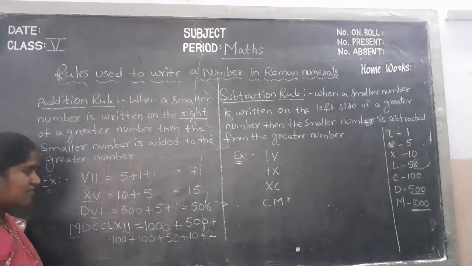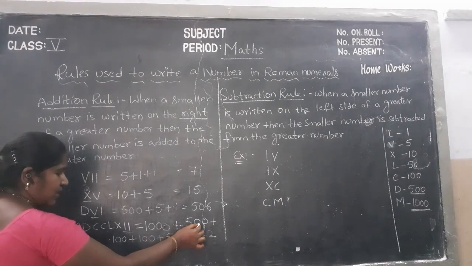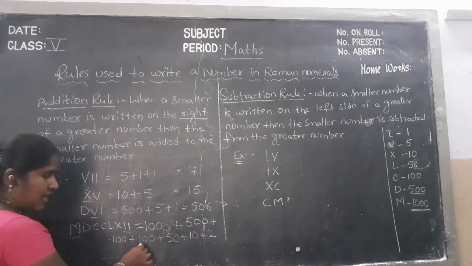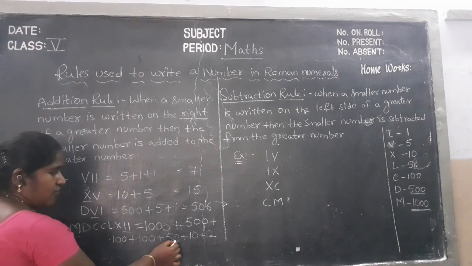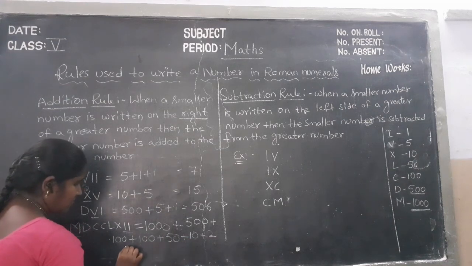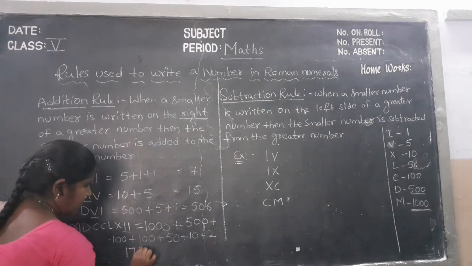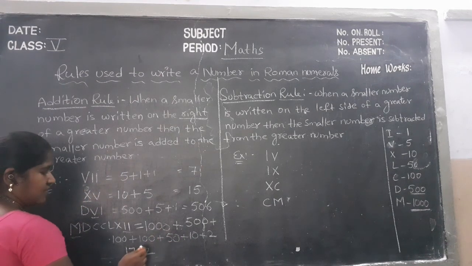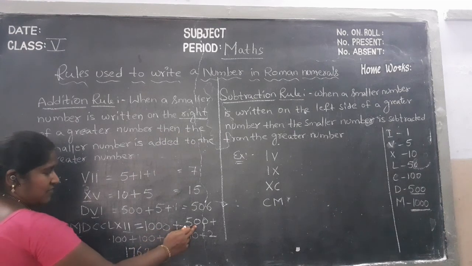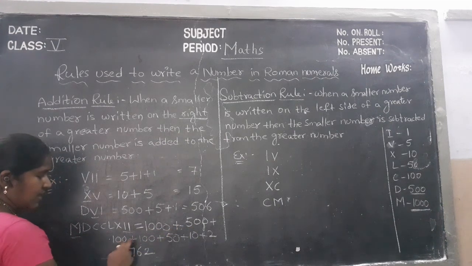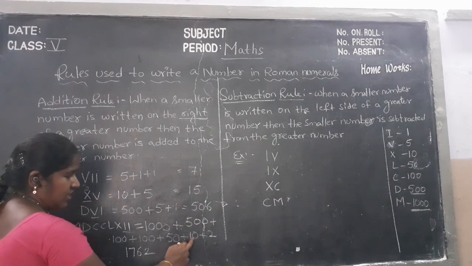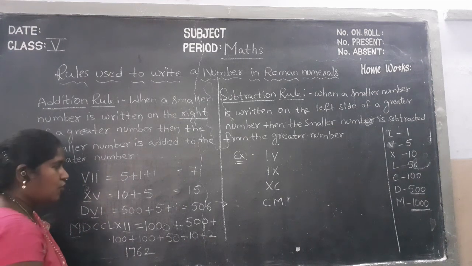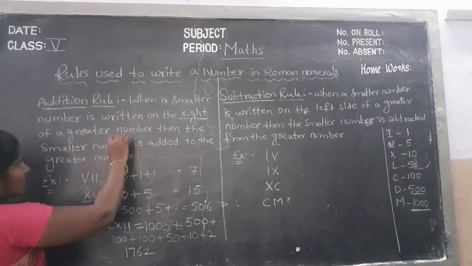So what is the total answer, children? 1000 plus 500 is 1500, plus 100 is 1600, plus 100 is 1700, plus 50, plus 10 is 60, plus 2. The total answer is 1762.